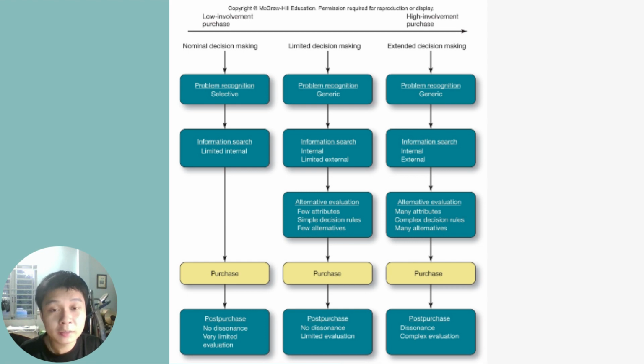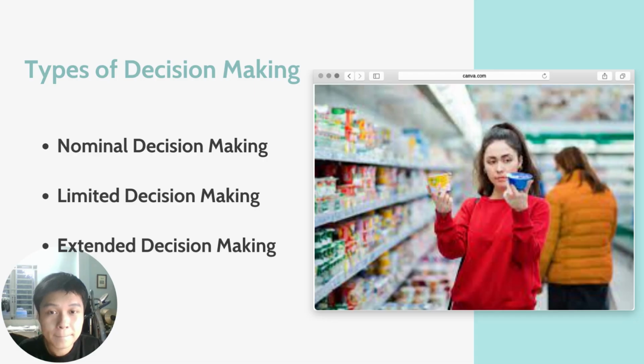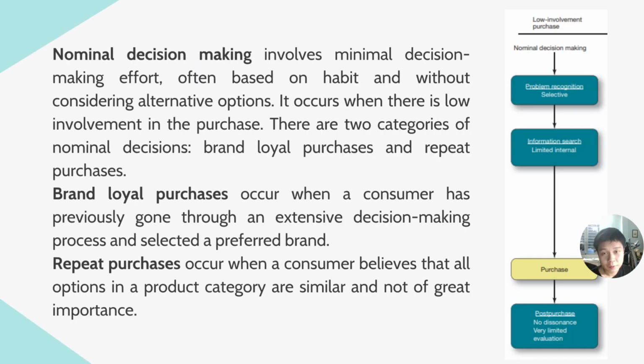And now I'm going to explain to you figure 14.1. We have three types of decision making: nominal decision making, limited decision making, and extended decision making. Nominal decision making involves minimal decision-making effort, often based on habit and without considering alternative options. It occurs when there is low involvement in the purchase.